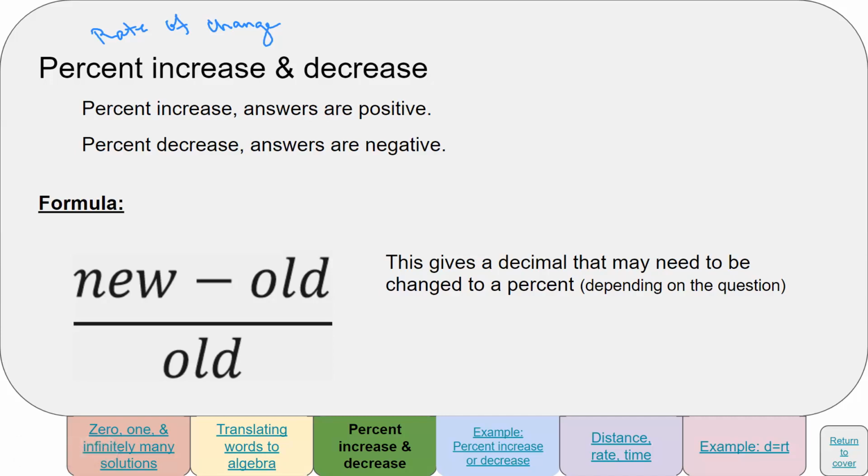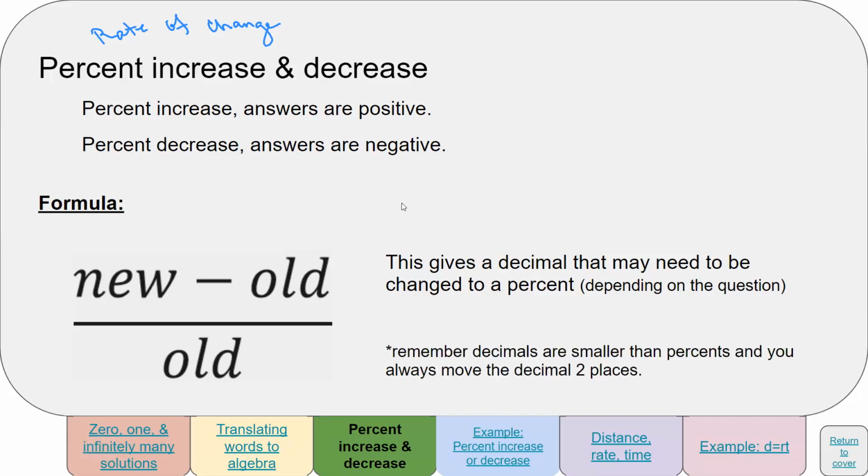It always goes back to, what do they ask me for? Do they want a decimal? Do they want a percent? What's going to be useful? And just remember, decimals are always smaller than percents, and you always move the decimal place 2 spaces. So if I want a decimal from a percent, it's always going to get smaller, so it'll move to the left. If I have a decimal and I need a percent, the decimal point will move to the right, and I will end up with a bigger number.